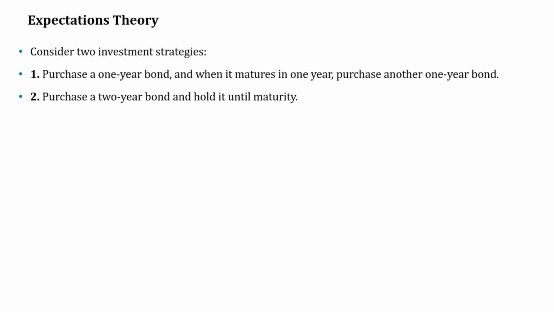To explain this, let us consider two investment strategies. One is to purchase a 1-year bond, and when it matures in 1 year, purchase another 1-year bond, that is, at the end of the first year. Ideally you want to invest in both years, but you purchase a 1-year bond, and when it matures, you purchase another 1-year bond. The second investment strategy is that you purchase a 2-year bond and hold it until maturity. That means at present itself you buy a 2-year bond.